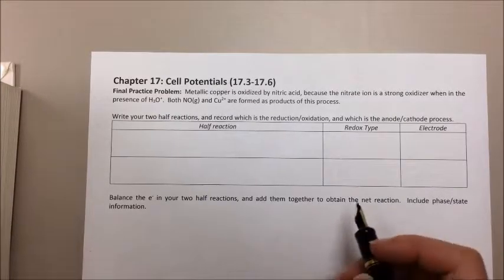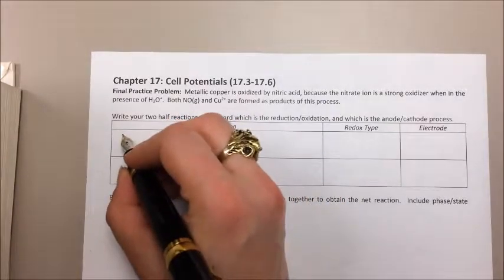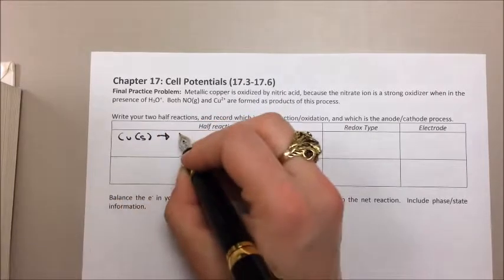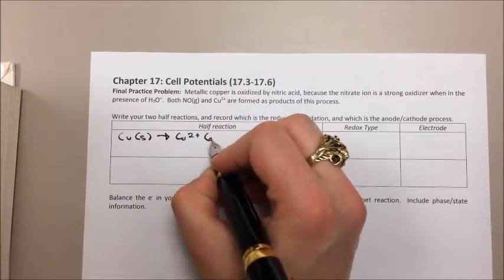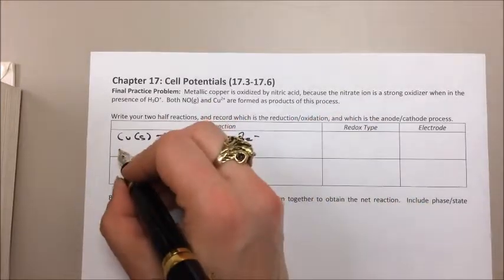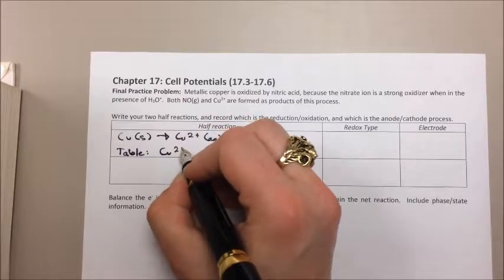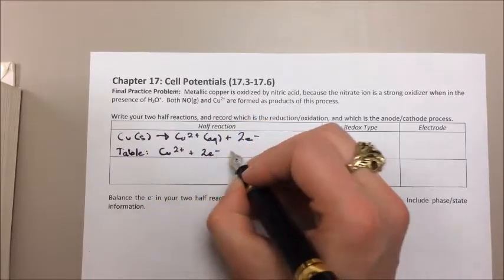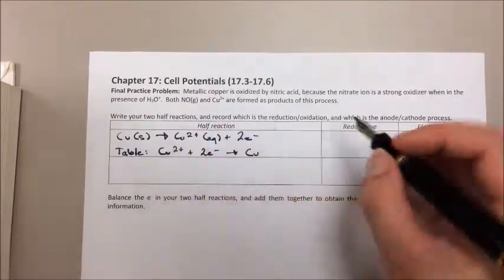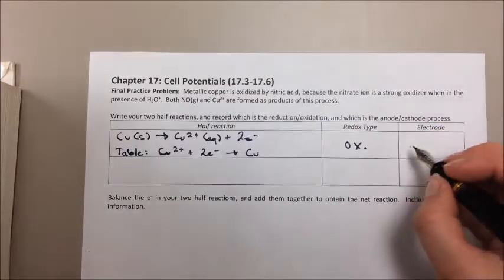The first one, it says that copper is oxidized to copper 2+. So that is going to look like Cu solid goes to Cu2+ aqueous plus 2 electrons. Now remember, in the table, this will look like a reduction because they're always written as reductions in your table of reduction potentials. This is the oxidation process. Therefore, this is going to be at the anode.